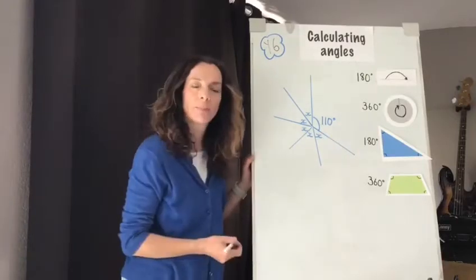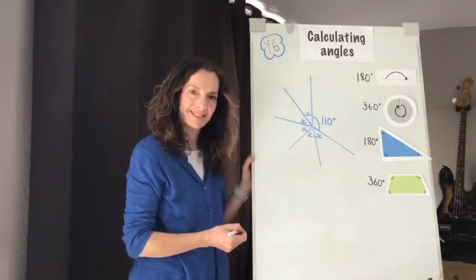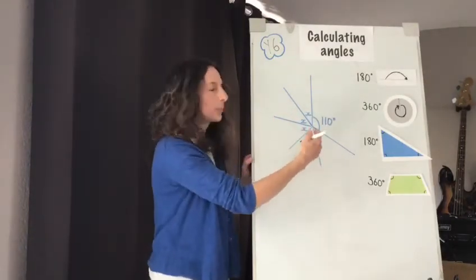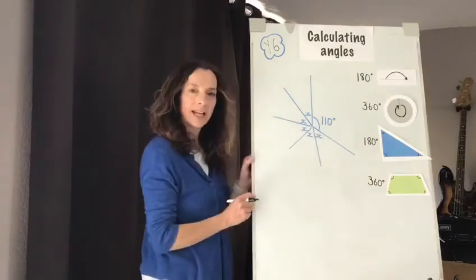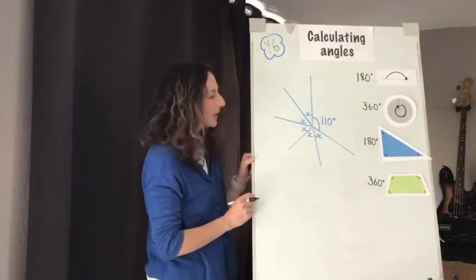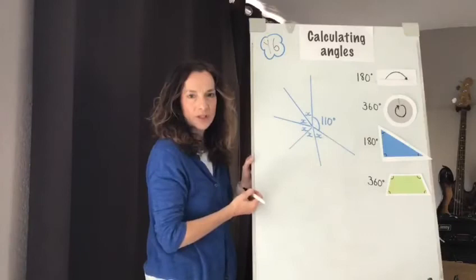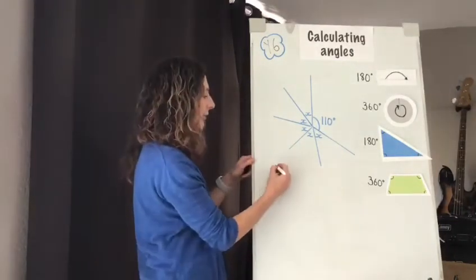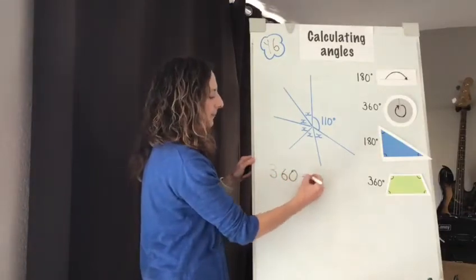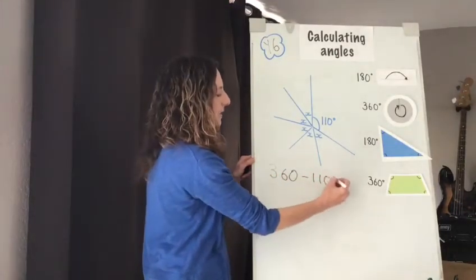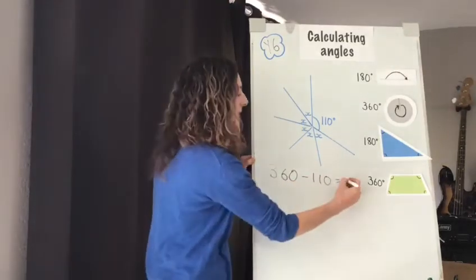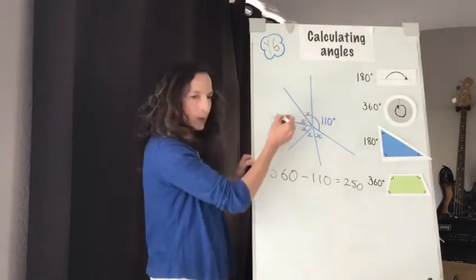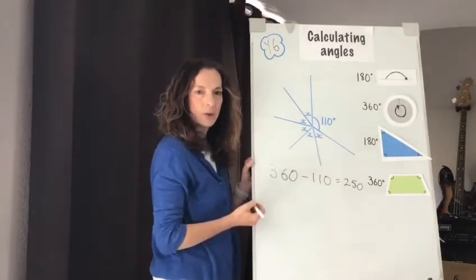Okay, and now here's our second problem. You might want to pause and have a think about this one for yourselves. This time we're looking at angles around a point, and we know that the total we're looking at there is 360. We're given one of the angles, which is 110. So the first thing we're going to do is subtract 110 from 360. So 360, take away 110, leaves us with 250. So we know that these angles together add up to 250.